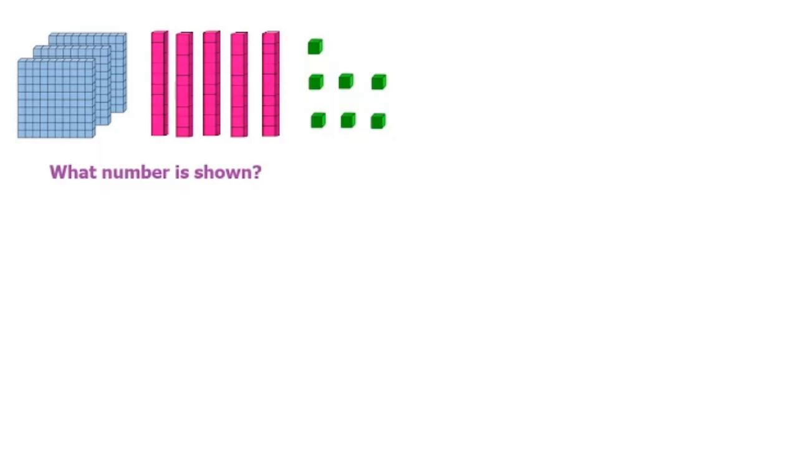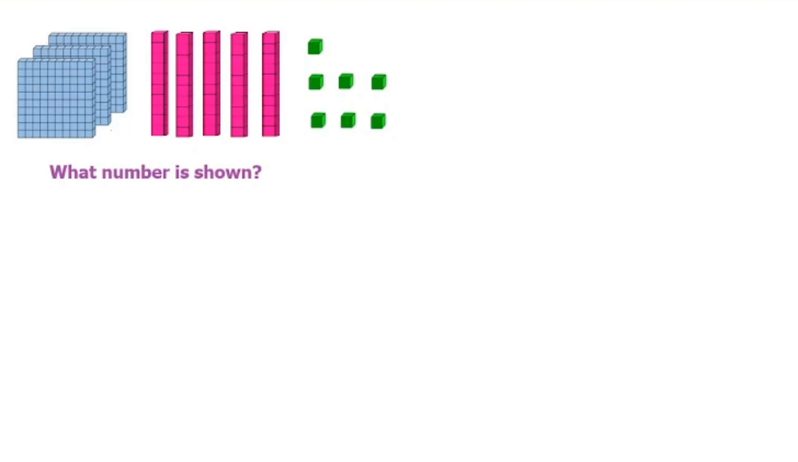In this video, we're going to use model blocks to figure out what number is shown. So if we have a problem like this that says what number is shown, we have, these are hundreds blocks. So there's 100 little tiny blocks in each one of these squares.